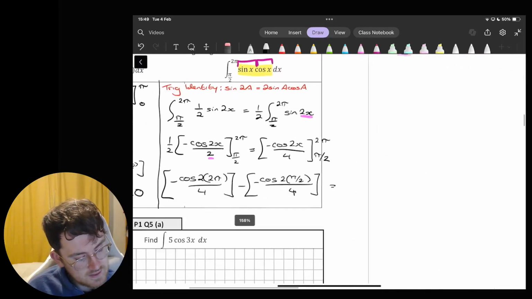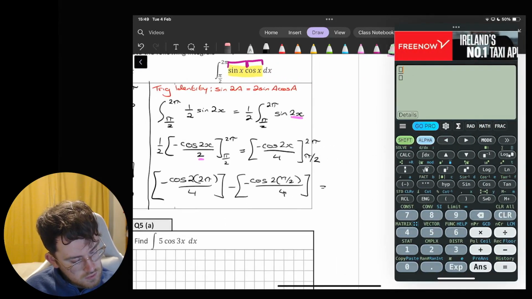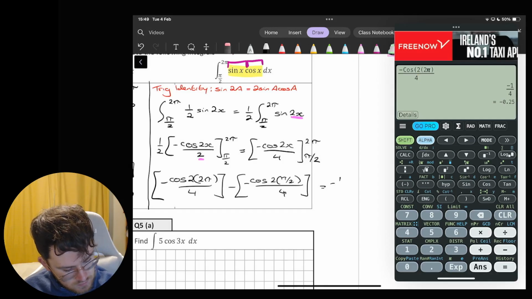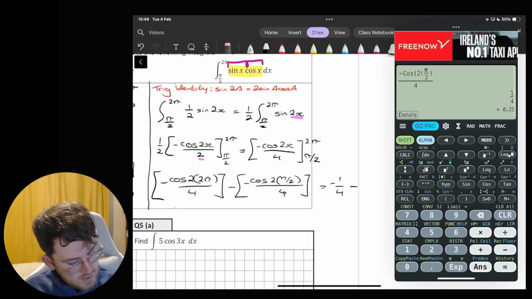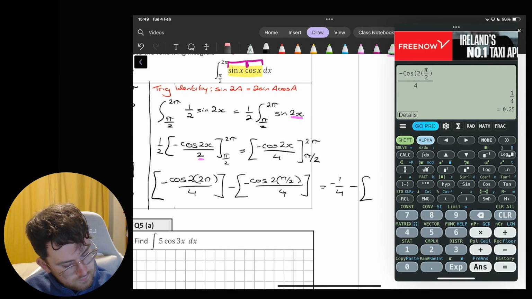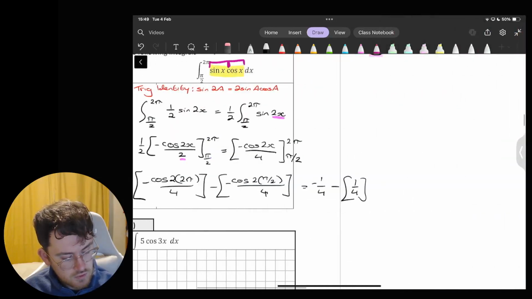Okay, so let's calculate the value of these now. So minus cos 2 times 2 pi over 4 is minus a quarter. And again, my pi over 2 here is a quarter as well. So minus a quarter is minus a half here.